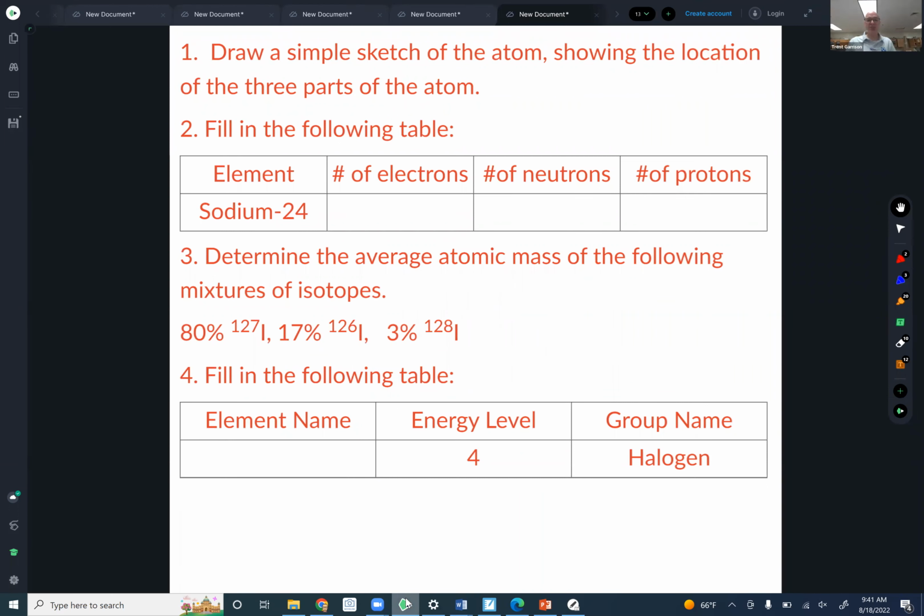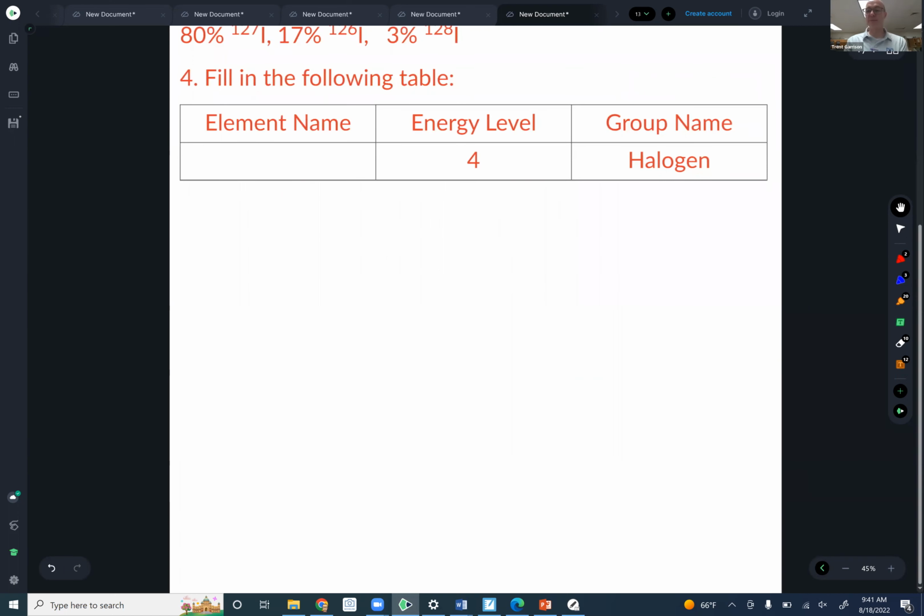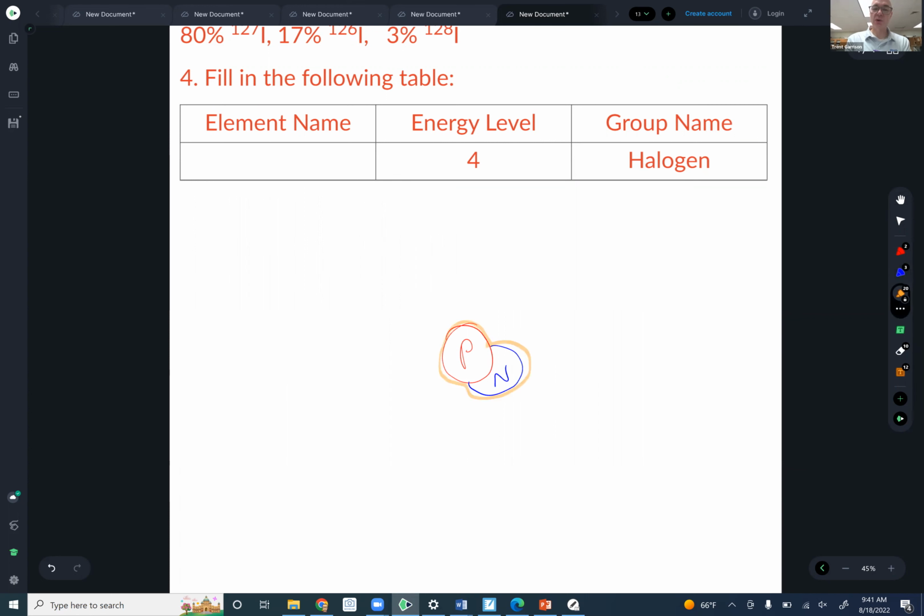Draw a simple sketch of what an atom looks like, showing me all the different parts and locations of those parts. So what you need to remember is that an atom is made up of three subatomic particles. You would have your protons, you would have your neutrons, and together this makes your nucleus. This is not an additional piece. It's those two pieces together that make up your nucleus.